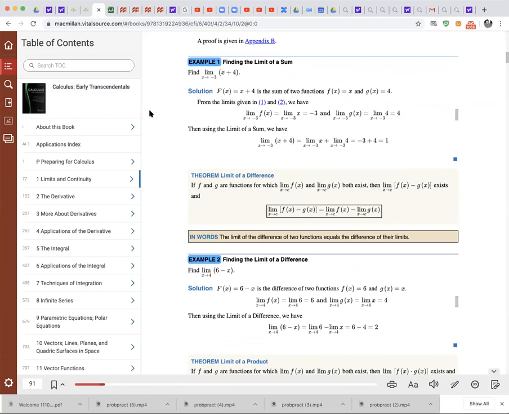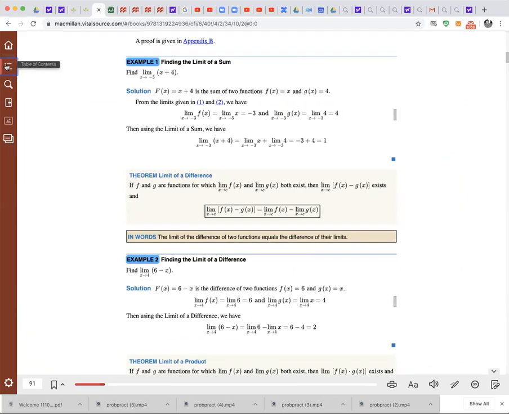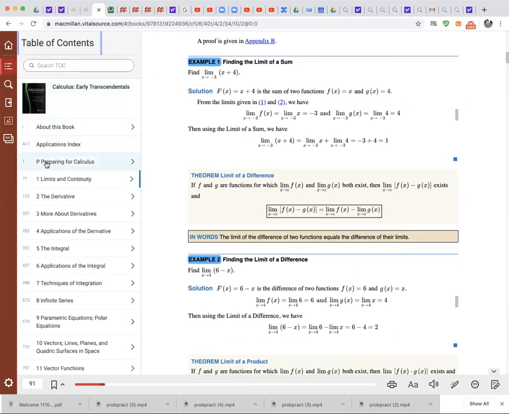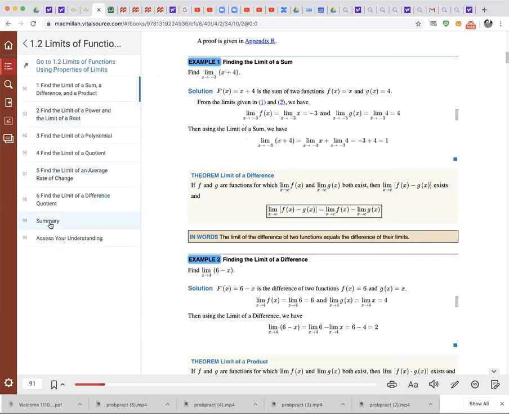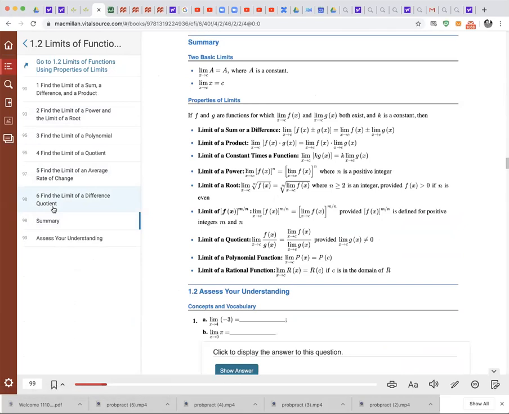The total summary I want to show you, if you go to the table of contents under limits and continuity, I want to look at section 1.2. And if you go to the summary at the end, it lists all of the circumstances that we're contending with there. So the limit of a product is the product of the limits. They're all there at the end of the section.